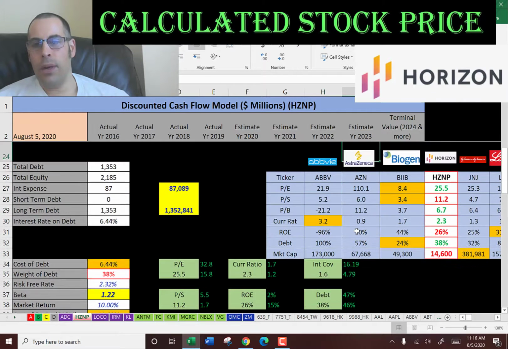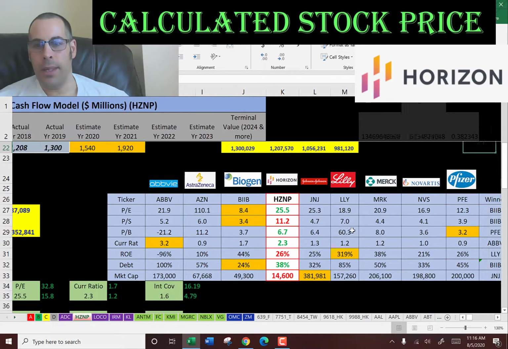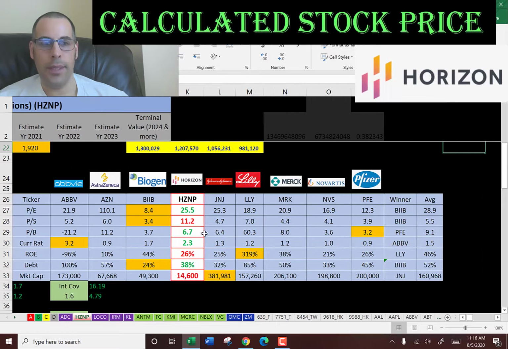And really, you want to look at ratios comparing them to other companies in the same industry. That's how you get a better sense if the ratio is good or not. And I've done videos on AbbVie, AstraZeneca, Biogen, Johnson & Johnson, Eli Lilly, Merck, Novartis, and Pfizer. And Horizon is right here in the middle. If their numbers are in green, they're better than the average. If they're in red, they're worse than the average.